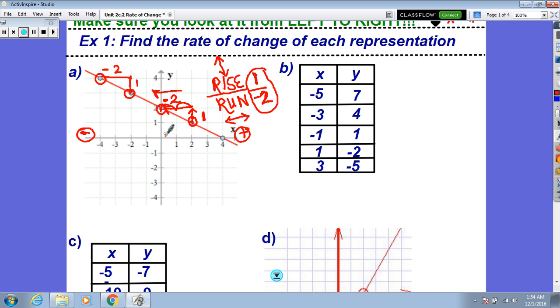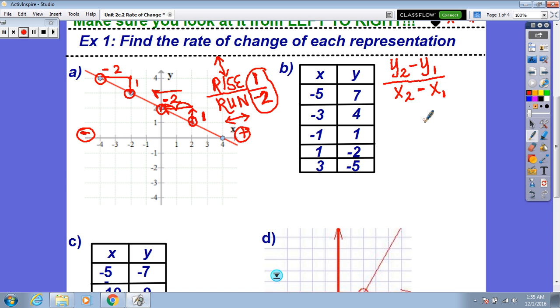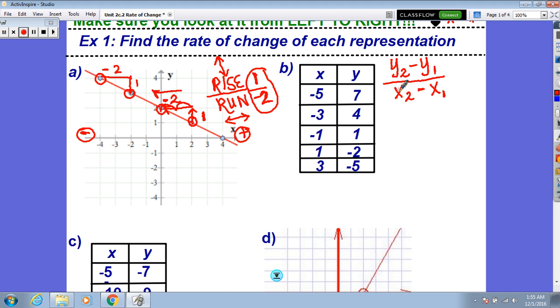If your slope is not constant, then you do not have a line. Okay? Now, for my table over here, I'm going to switch up my formulas. This time, I'm going to use the slope formula. So I'm going to subtract the two y values on the top, and I'm going to subtract the two x values at the bottom. Okay? So we get to pick any 2 points that we want to.